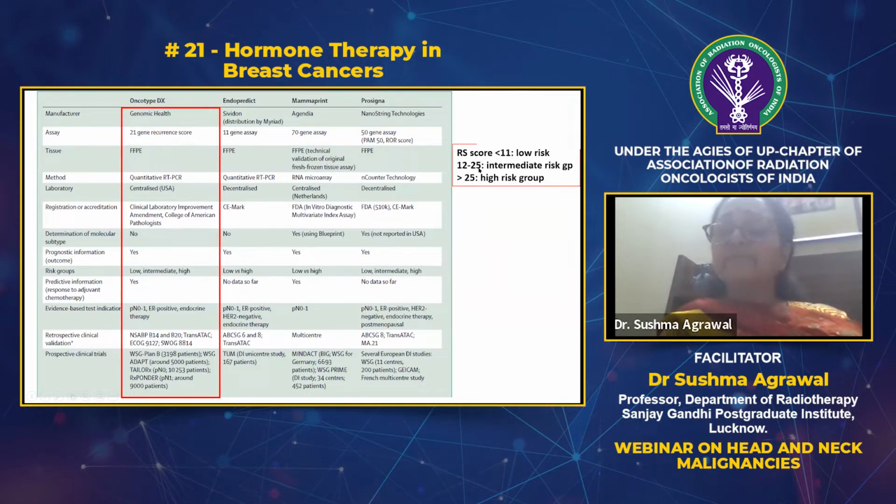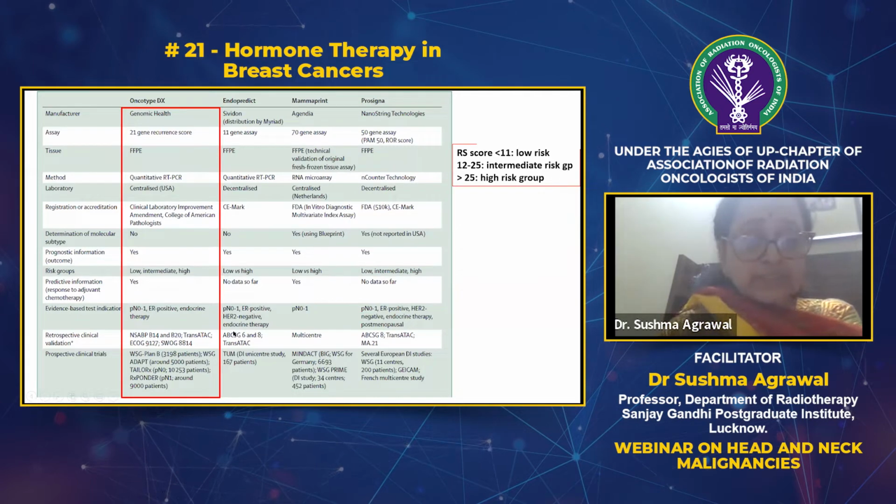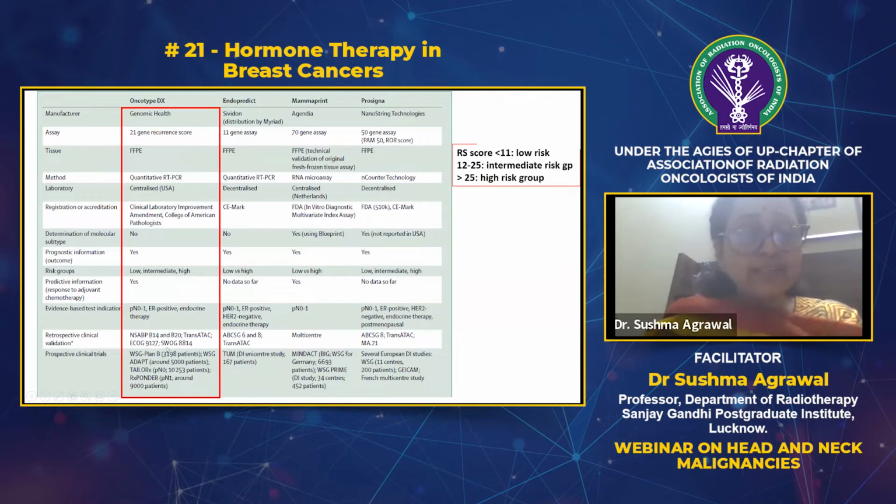12 to 25 is intermediate risk group. This is an area of concern. More than 25, there is no doubt that these women should be given chemotherapy. But do we have this assay in our country? And even if it is there, it is very costly. The other thing I forgot to mention is that after the proposal of this risk group, this was validated in the retrospective analysis of NSABP study, and they found that this scoring system was working. But a prospective validation is important.